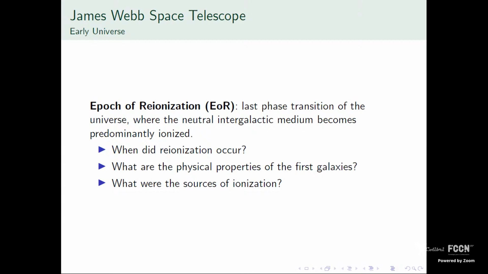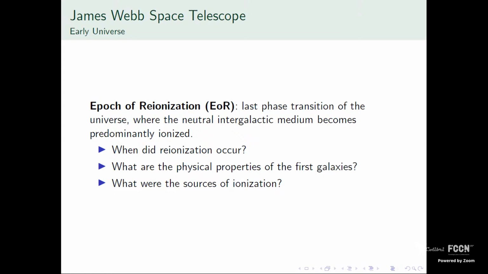you know that the universe is thought to have gone through a series of phase transitions. And so in the last phase transition, the universe was coming out of the dark ages. So the universe was opaque, filled with hydrogen and helium. And then some sources of light started to ionize the medium. And the medium became progressively more ionized and transparent. And this is what is known as the epoch of reionization.